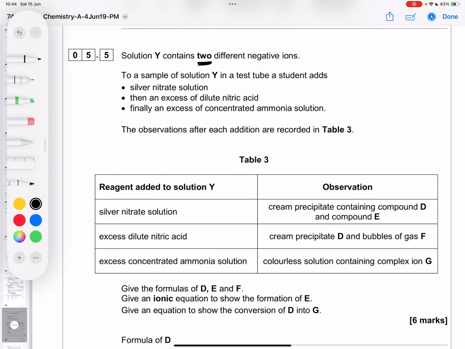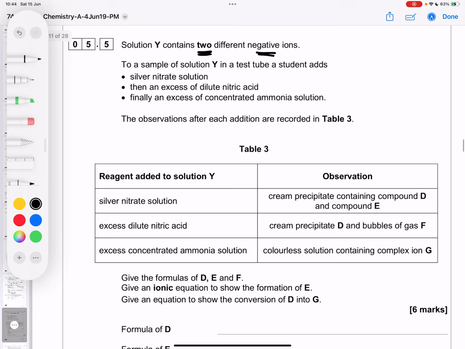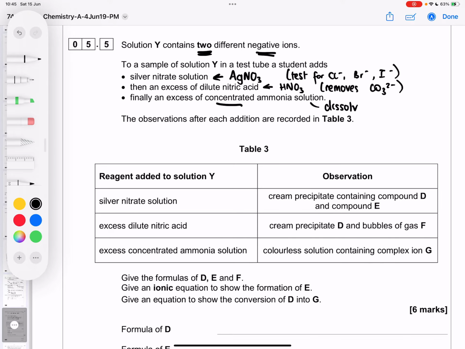Solution Y contains 2 negative ions. Somebody adds silver nitrate. Okay, that tests for chloride, bromide, or iodide, depending on the colour. Then they add acid. That removes carbonates, or fizzes with carbonates. And then they add concentrated ammonia, that dissolves AgCl or AgBr, but not AgI.